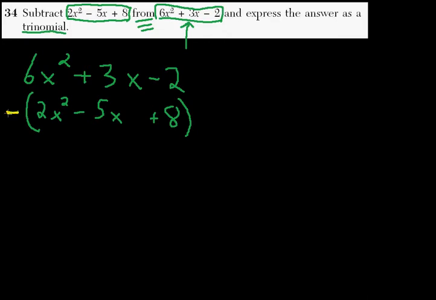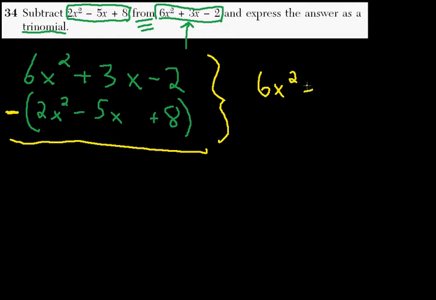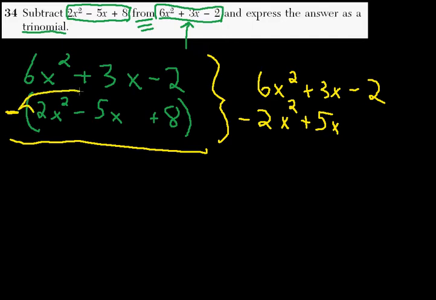here, this is a subtraction, that means I'm basically going to change the sign of whatever's in this parentheses. So this is really going to become 6x squared, that doesn't change, plus 3x, that doesn't change. The top one doesn't change, minus 2. And then underneath it we're going to have minus 2x squared plus 5x, because this negative is distributing. Okay? And then it's going to distribute there, and we're going to have minus 8.